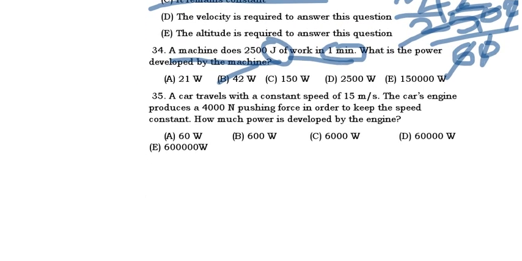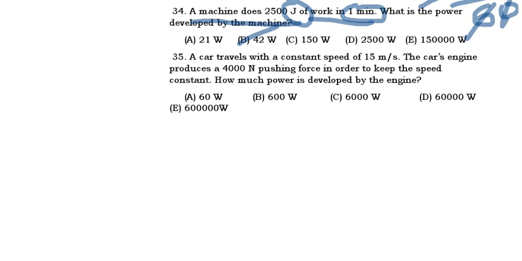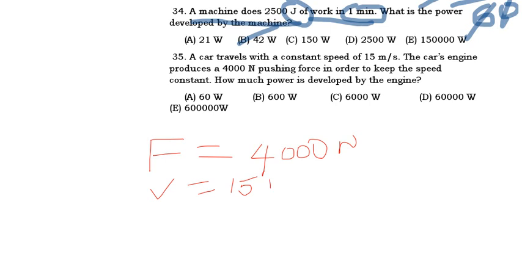Here see the next question. A car travels with a constant speed of 15 meter per second. The car engine produces a force of 4000 newtons, since Newton is a unit of force. They gave the force value 4000 newton and the speed, that is velocity, 15 meter per second, and they are asking how much power is produced. So power value is in watts.